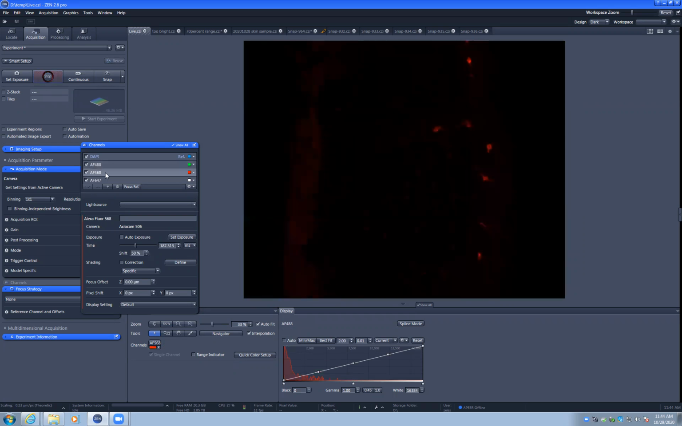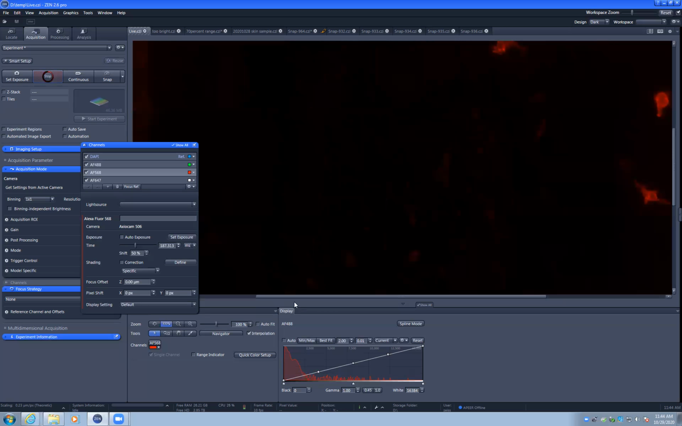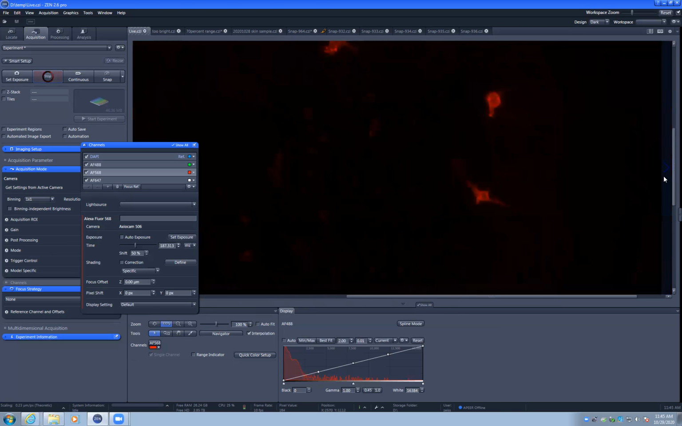So for instance, if I'm looking at the red channel, I'm currently live. At every moment that I'm speaking to you, this sample is being exposed to light. If it were a live sample, this could be damaging the biology. And it also, for this fixed sample, is likely bleaching the red. So during the talk, I zoomed in, I moved around, I left it in live.